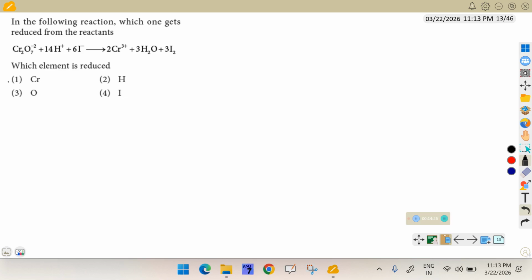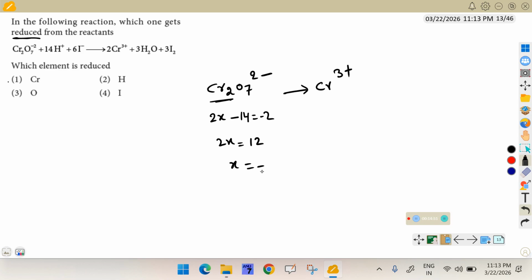In the following reaction, which one gets reduced from the reactant? Take Cr2O7 2 minus converted to Cr3 plus. Calculate the oxidation state: 2x minus 14 is equal to minus 2, so 2x is equal to 12, x is equal to plus 6. Here x is equal to plus 3. Reduction takes place, so chromium gets reduced.